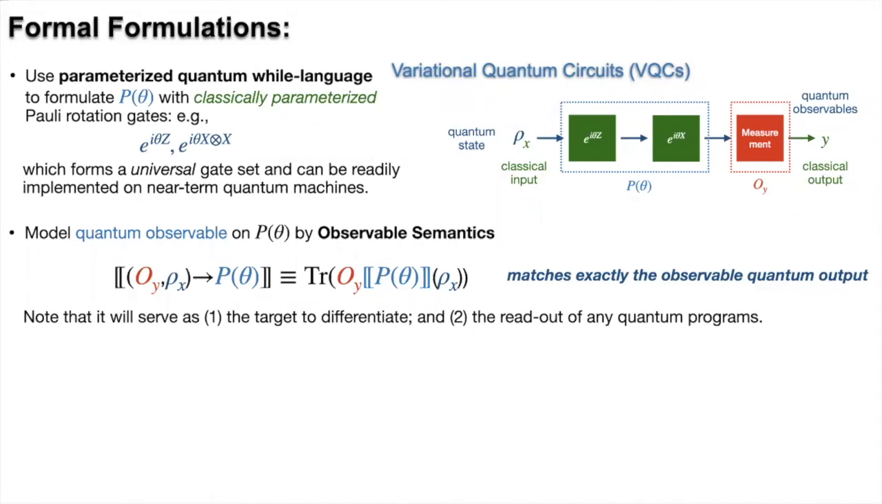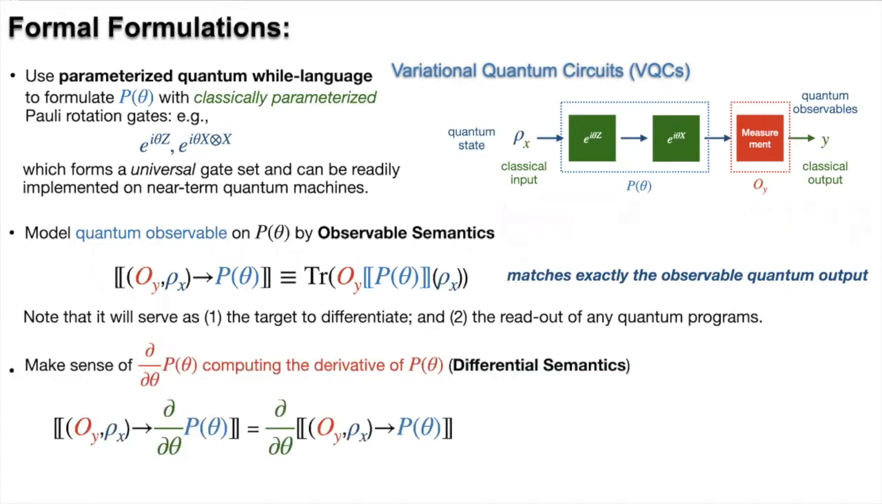Note that this observable semantics serves two purposes. One is to be the target to differentiate in the loss function. Second, it also models the output of any quantum program. This is useful to make sense of one program computing the derivative of the other one. Note that the one program we have is going to be the partial p partial theta. Its observable semantics is going to compute the actual partial observable semantics of the original p over partial theta.